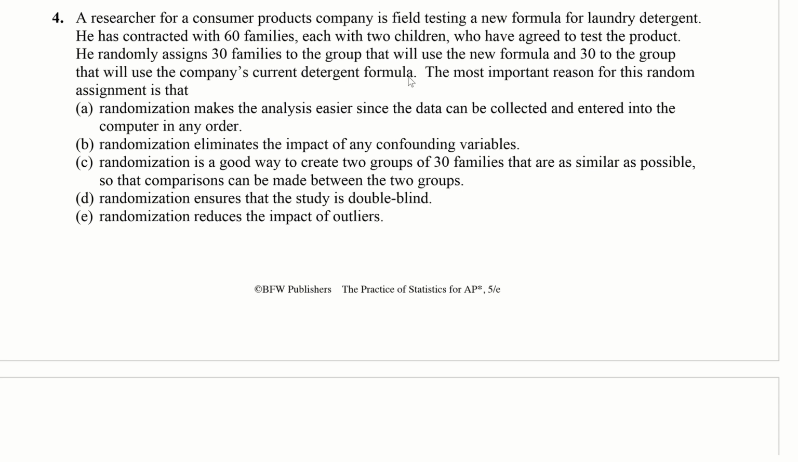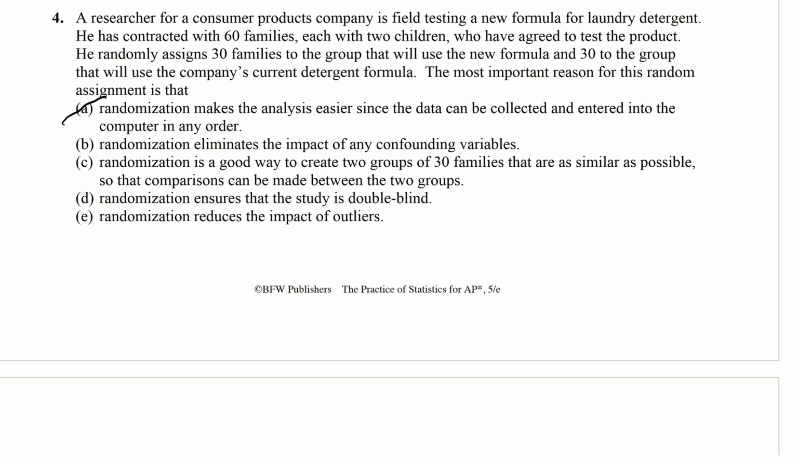However, there's also a chance that they may not be, right, and that's why we have to consider the fact that we need statistically significant results and things like that, right, and we need replication to eliminate that issue, right? So that's the main idea. So let's see, pick the best answer. Randomization makes analysis easier since the data can be collected and entered into the computer in any order. No. Randomization eliminates the impact of any confounding variables.